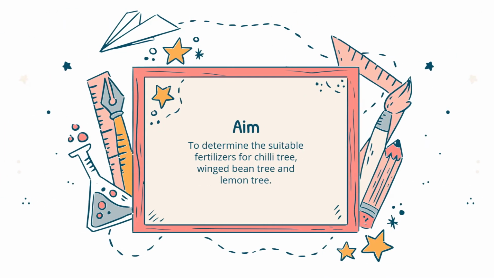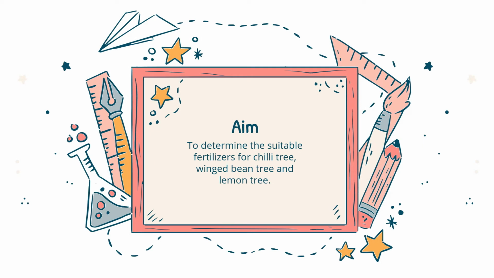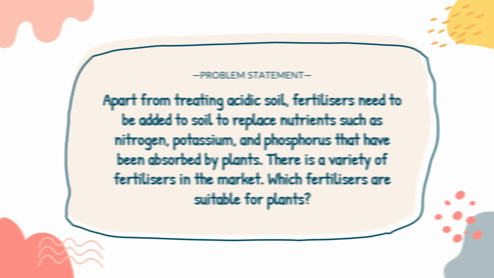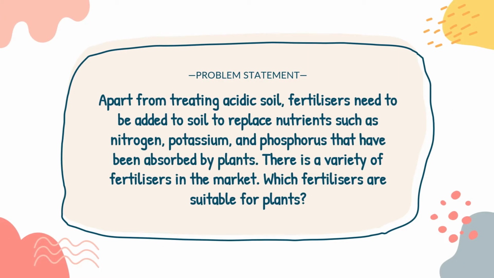Now, let's take a look at the aim of our project. The aim of our project is to determine the suitable fertilizers for chili tree, winged bean tree and lemon tree. Next, problem statement. Apart from treating acidic soil, fertilizers need to be added to soil to replace nutrients such as nitrogen, potassium and phosphorus that have been absorbed by plants. There is a variety of fertilizers in the market. Which fertilizers are suitable for plants?